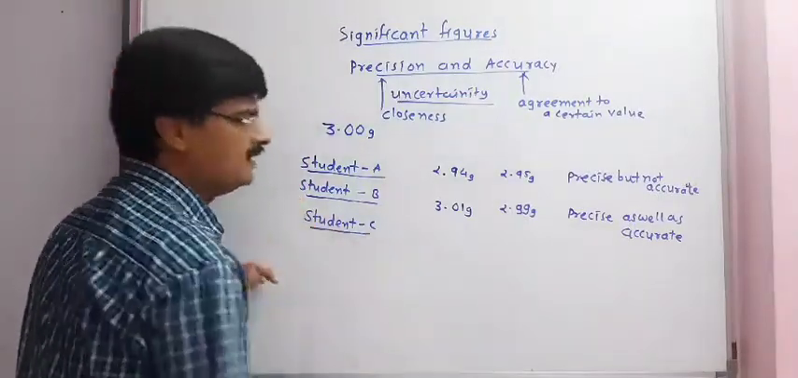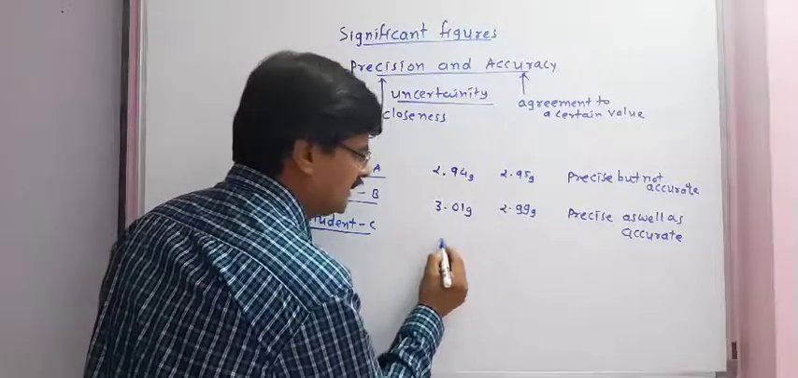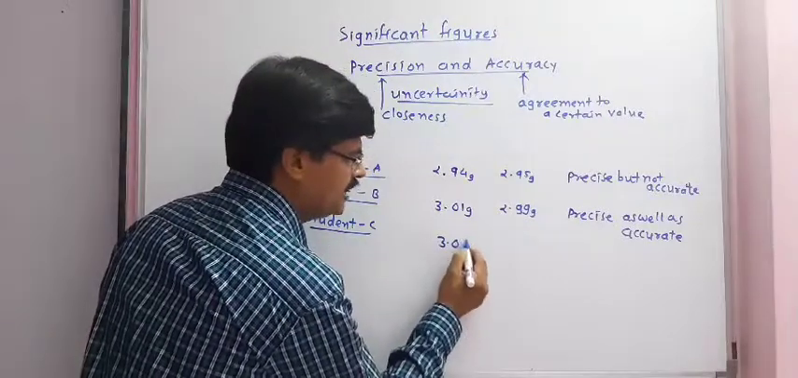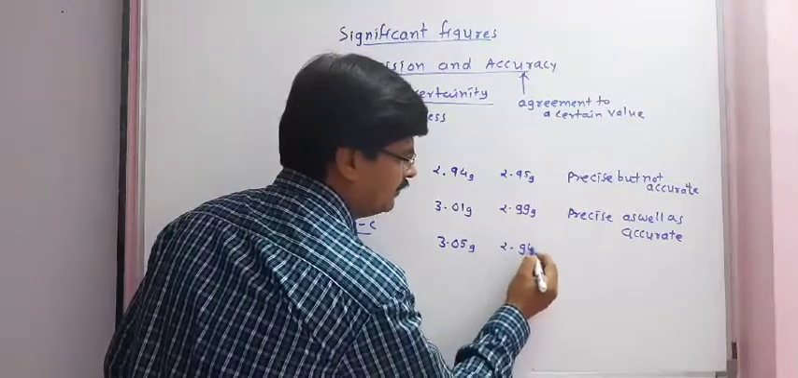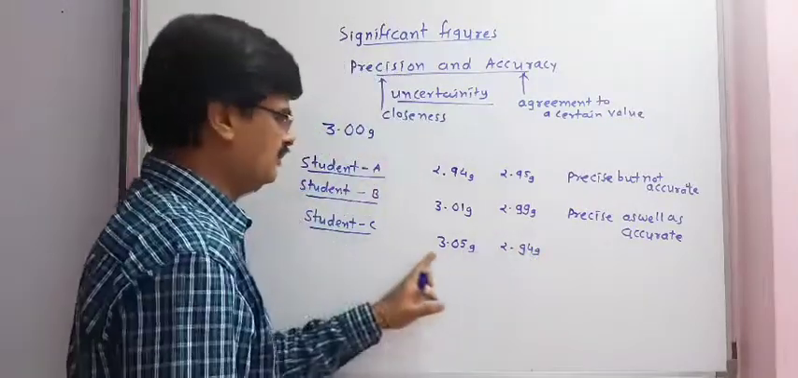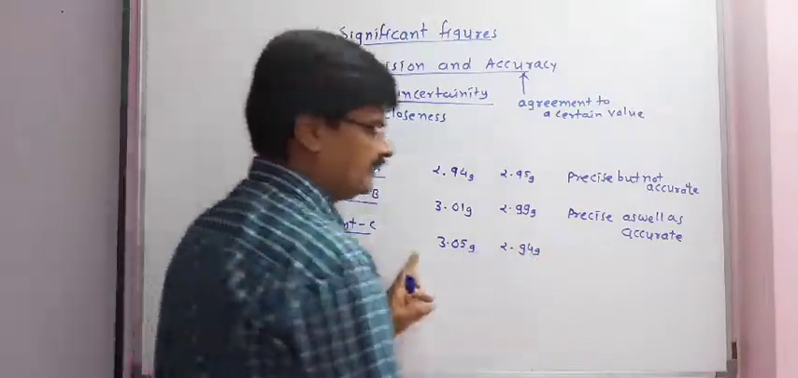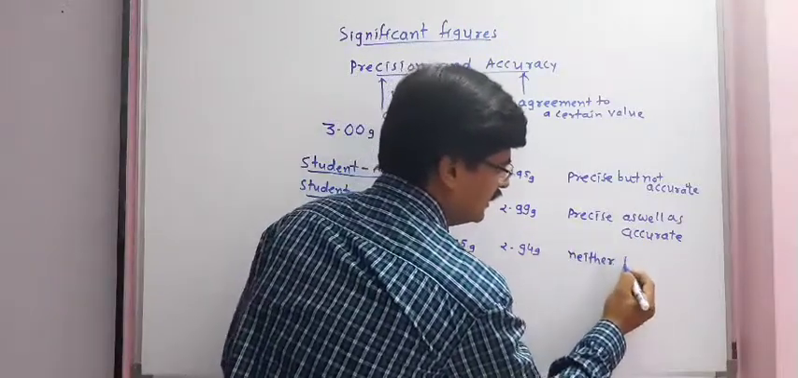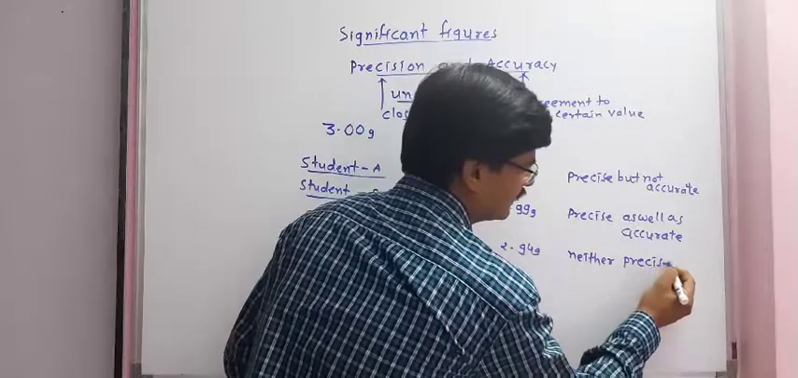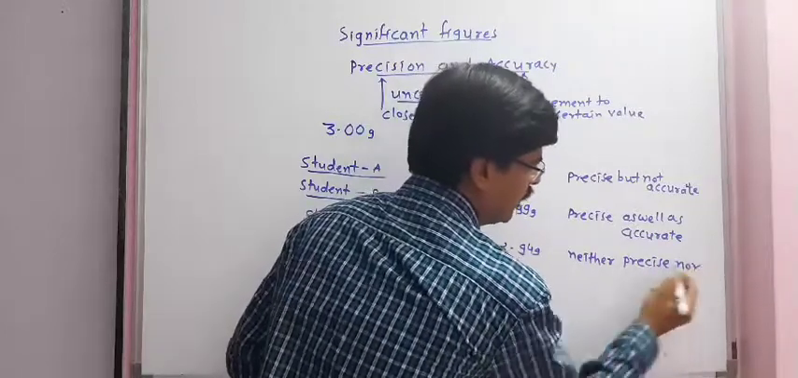Now for student C, if the result comes out to be 3.05 gram and 2.94 gram, then for student C we can say that the result is neither precise nor accurate.